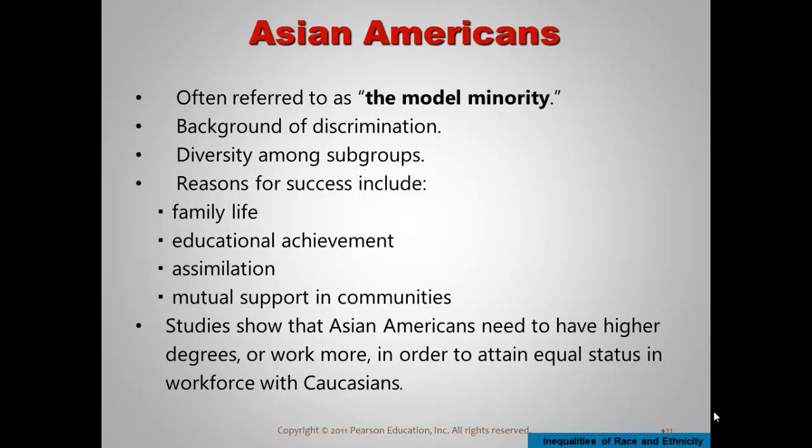Studies have shown that Asian Americans have to have a higher degree or work more in order to attain equal status in the workforce with Caucasians. And so while an Asian American may be in a higher position in corporate America, let's say, or an equal position to many Caucasians, the odds are that Asian American has had to have higher degrees, more education to get to that position than the Caucasian had to have. So it isn't what it seems.